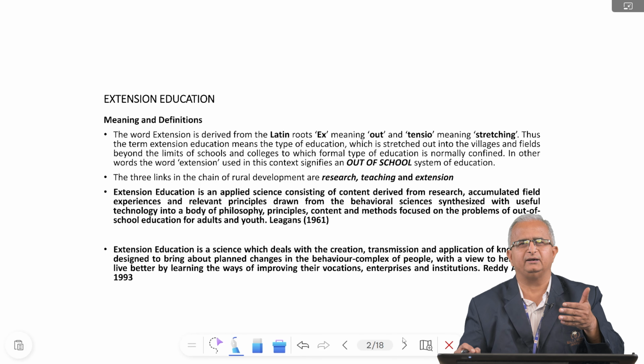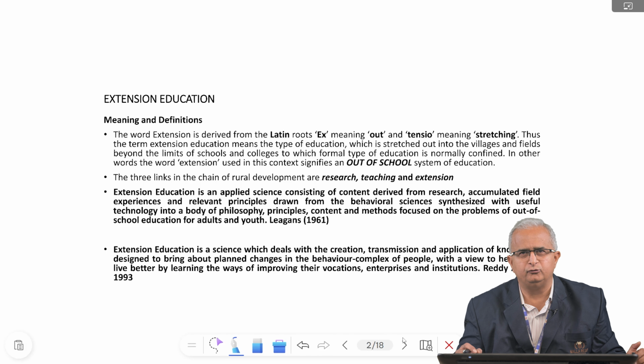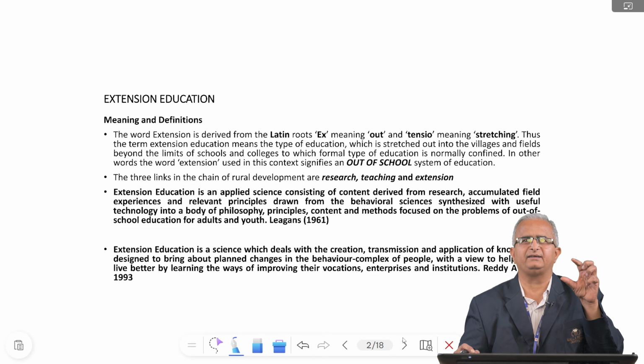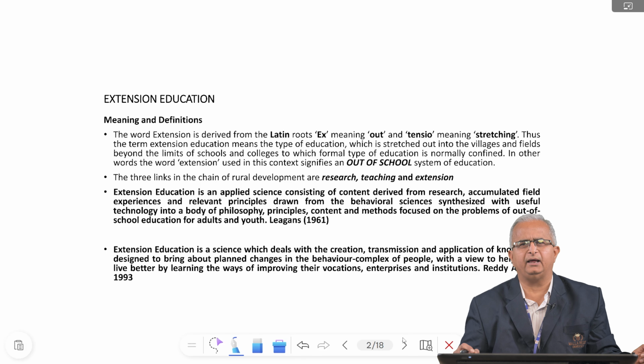It goes to the villages, and the village people generally may not be in a position to come to the university properly. For their benefit, the education stretches out from the universities to the village people in the rural areas. That's extension education. And there are three links in the chain of rural development: research, teaching and extension. Extension is one of the links in this particular rural developmental activity.